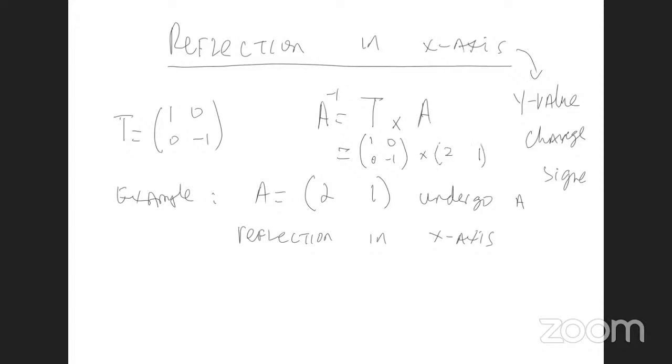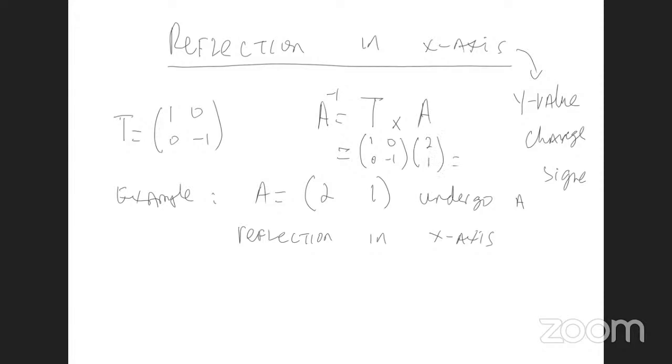I have a quick question. Can I write 2, 1 like that, or do I have to write it as a column? Column, very good. Right? For it to be conformable. So you multiply it by 2, 1.